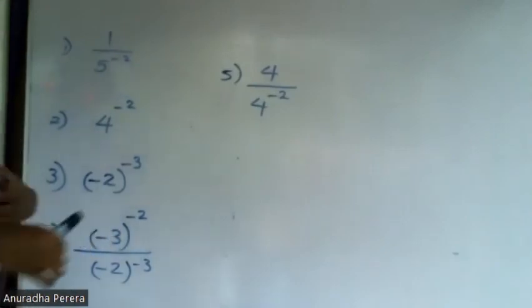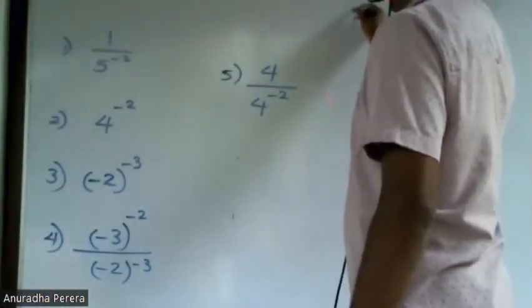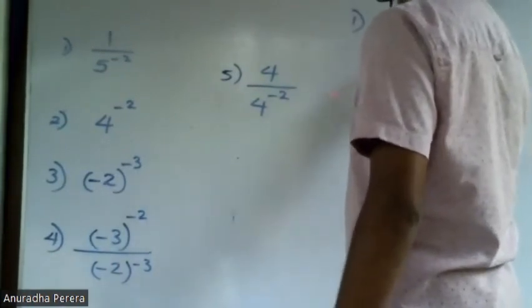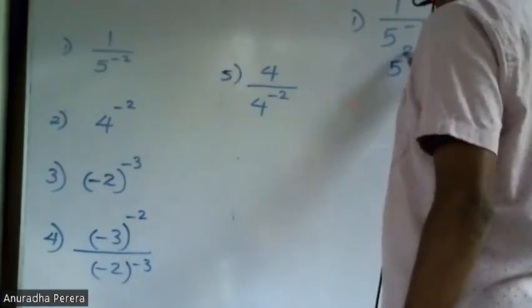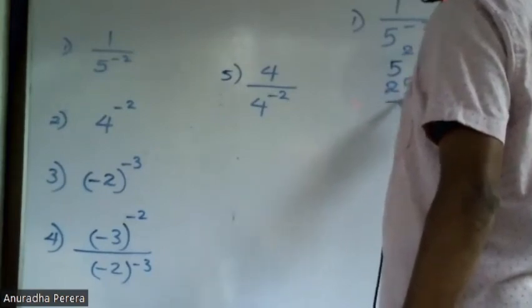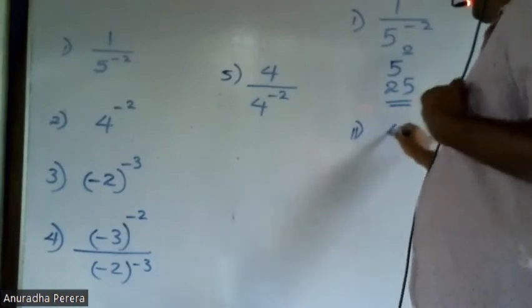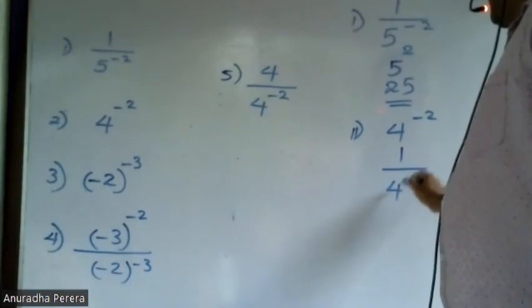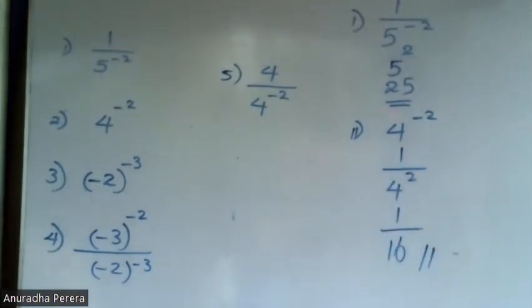Right. The first one. 1 over 5 to the power minus 2. You can write as a positive index, 5 to the power 2, 25. The answer is 25. Second one, 4 to the power minus 2, 1 over 4 to the power 2, 1 over 16.